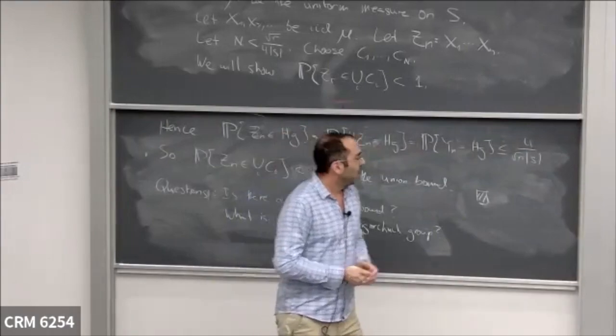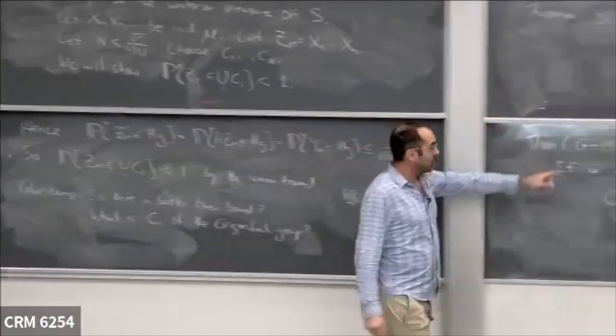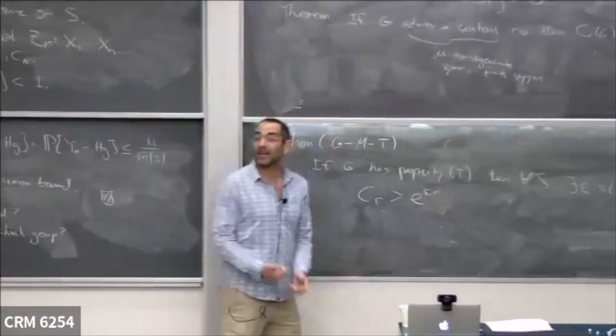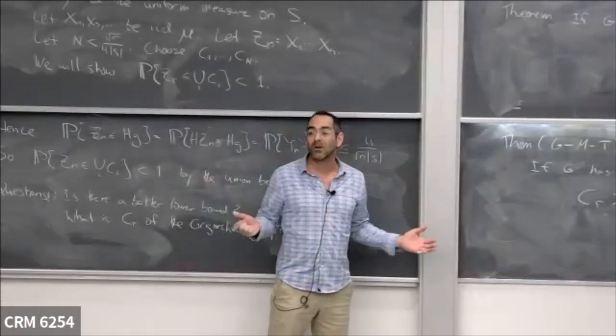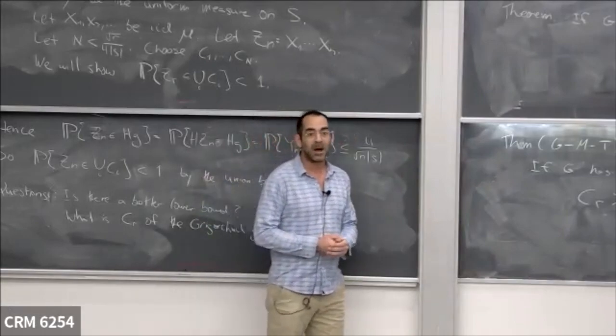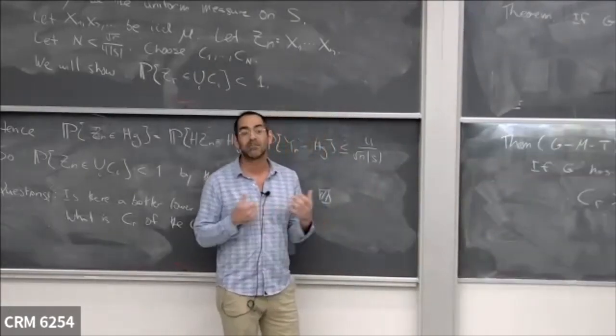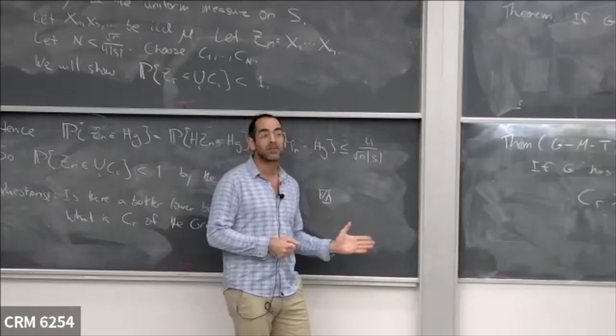Good. So we know that some groups are linear. We know that some groups are exponential. Is there anything else? Is there a group where C of R is R squared, R to the 17? We don't know. Is there anything where it's sublinear? We don't know. But we do know it's bigger than root R.